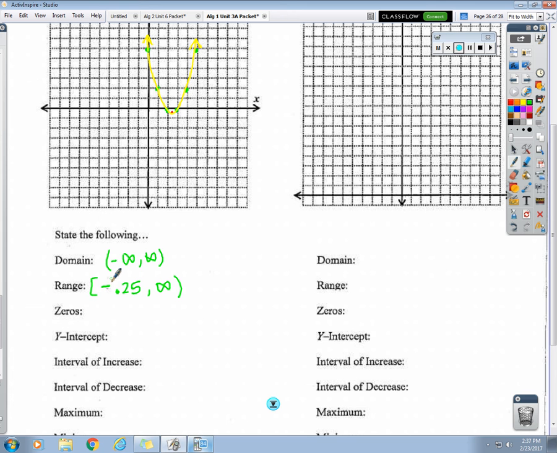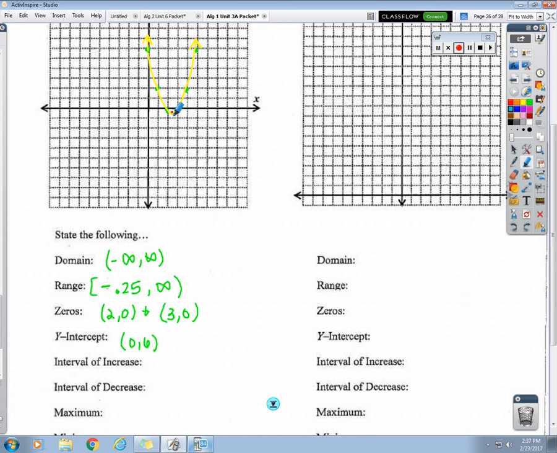Okay, does it have any zeros? Does it have any x-intercepts? Yeah, it has 2 of them, right? Didn't it have one at 2, 0, and it had another one at 3, 0? Does it have a y-intercept? Where is it? 0, 6.